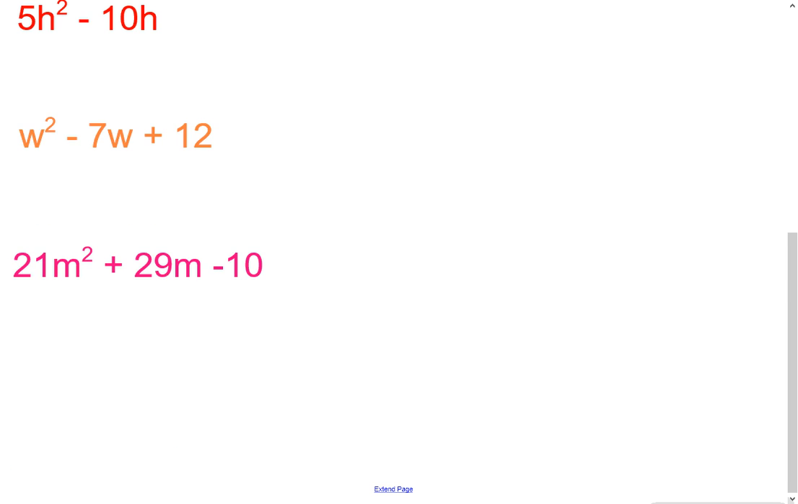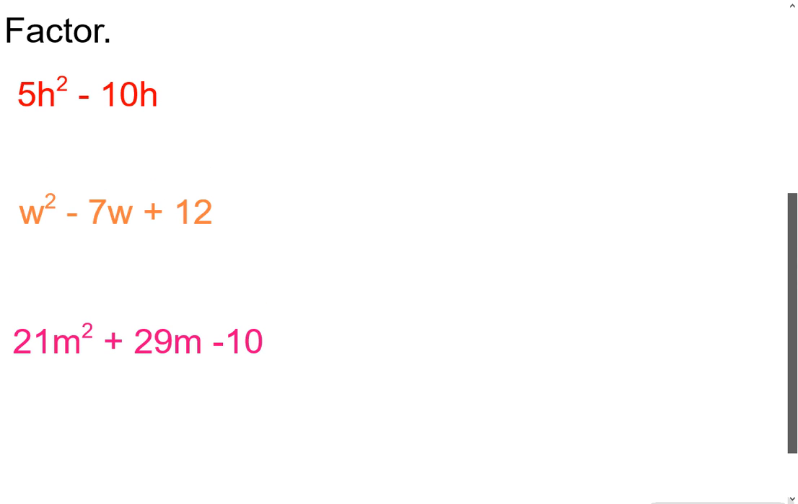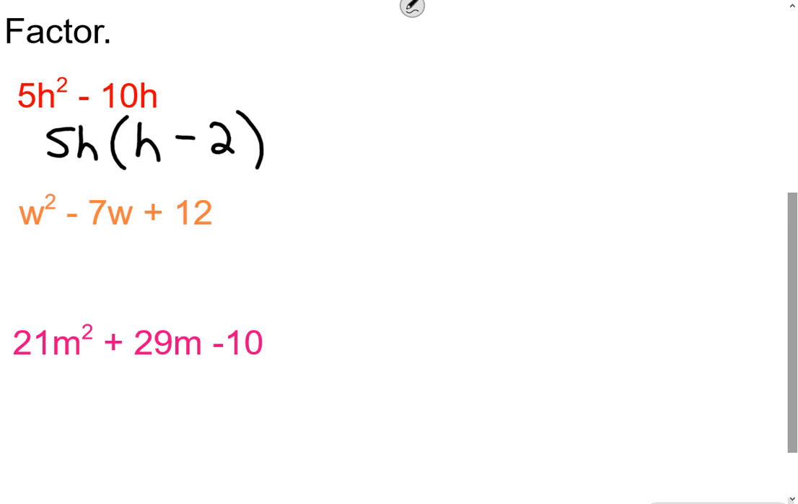Welcome back. So when I factor these, I'm going to look for a common factor in both terms in the first one. So this first one, I noticed that they both have a common factor of 5, but they also have a factor of h. So I'm going to factor the 5h out of both terms. And when I factor 5h out of 5h squared, h is left, minus factor of 5h out of 10h, and we're left with 2. So I have the two factors here of 5h and then h minus 2. Some could call that three factors, 5 being a factor, h being a factor, and then the h minus 2 being a factor.